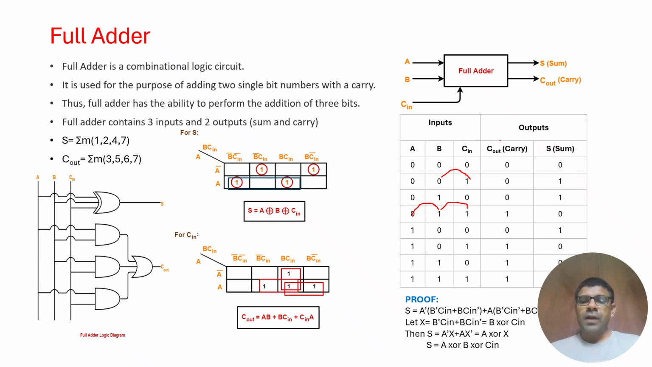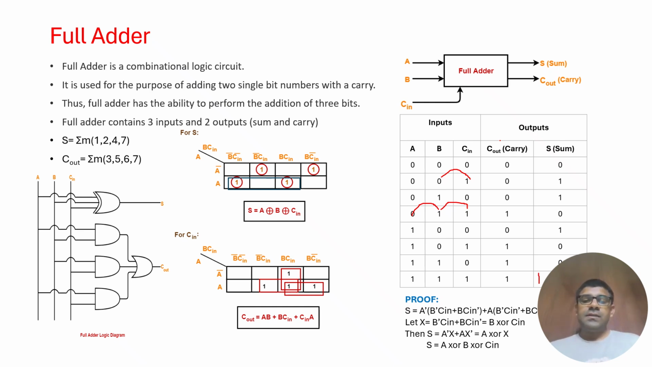Next, 1 plus 0, 1. 1 plus 1 is 10. So carry is 1, sum value is 0. Next, 1 plus 1 is 10, 10 plus 0 is again 10. So here carry will be 1, sum is 0. Next, 1 plus 1, 10. 10 plus 1 is called 11. So both carry is 1 and sum is also 1.